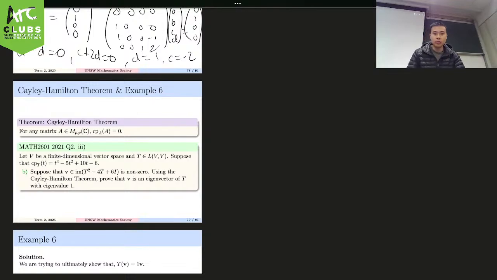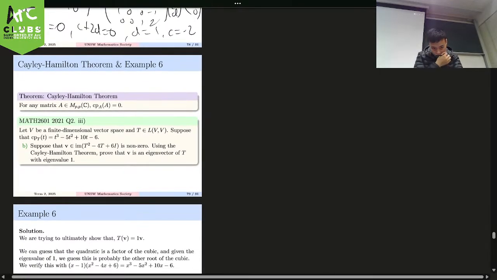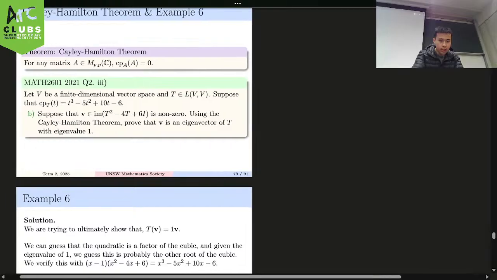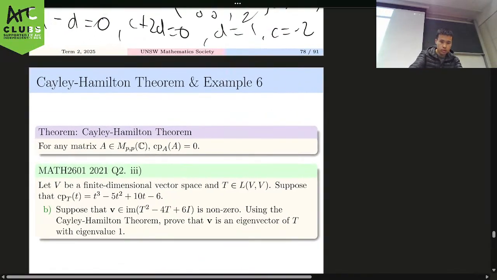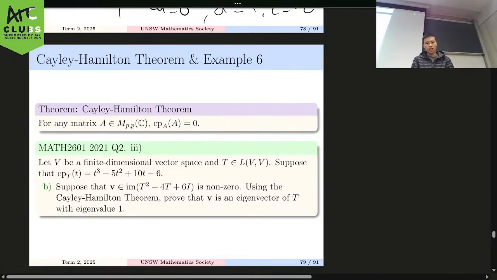The Cayley-Hamilton theorem is kind of cool in the sense that every matrix satisfies its own characteristic polynomial. So it's kind of interesting. We're going to use that here. Let that be some finite dimensional space. Suppose this. Use the Cayley-Hamilton theorem to prove that v is an eigenvector of T.